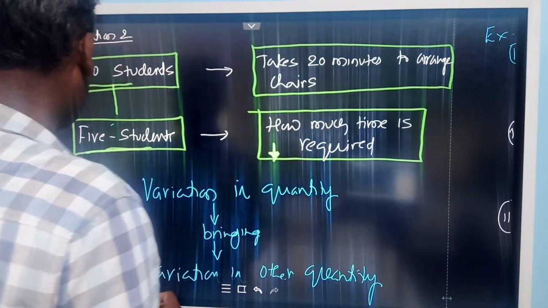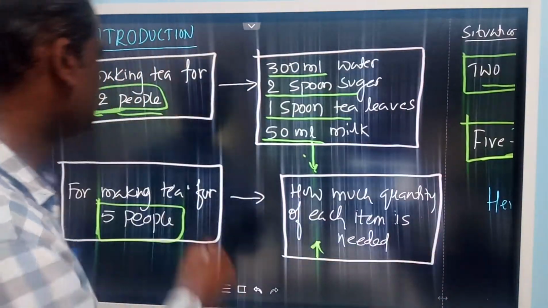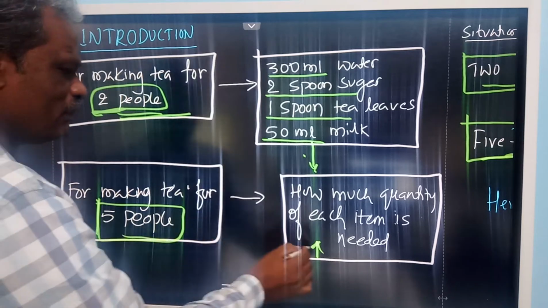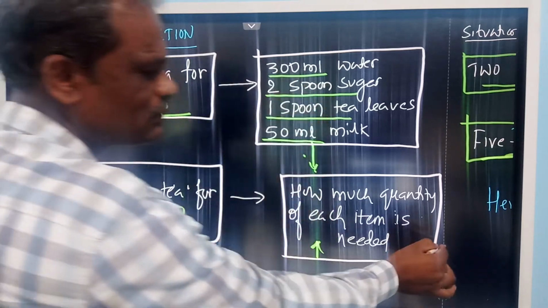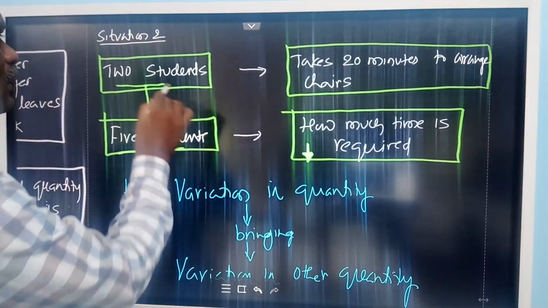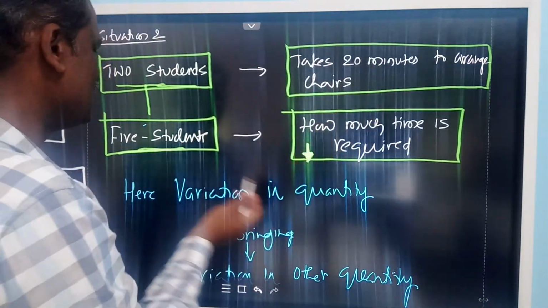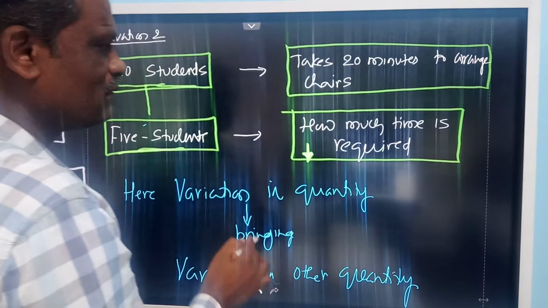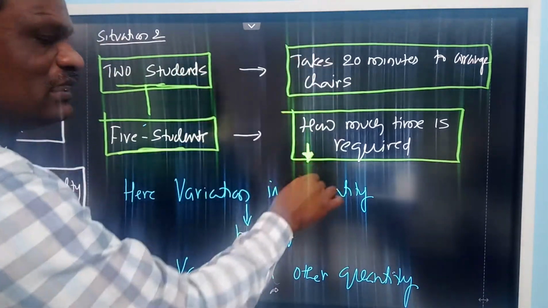There is a difference between the previous example and this example. Here, to make tea for 2 people takes this much, and to make tea for 5 people, it will be more than this. But in this case it is different. 2 students arrange this in 20 minutes, which means 5 students will arrange in less than 20 minutes. If this is increasing, this is decreasing here.